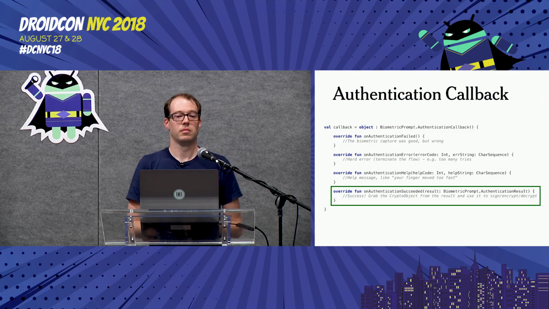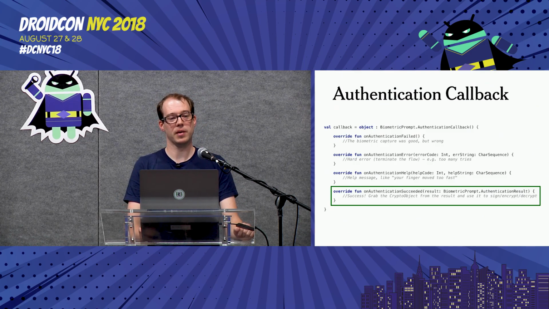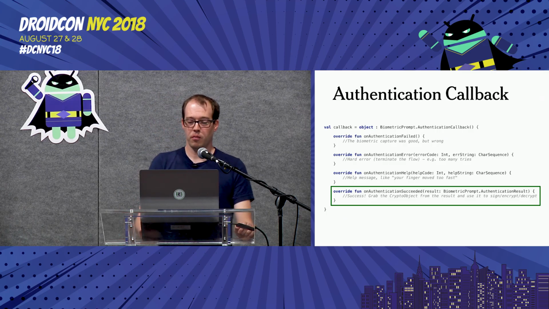So we succeeded at reading the fingerprint or whatever biometric. So we get passed a result that has a reference back to that crypto object that we had passed in in the first place. So we can grab that crypto object out and grab the encryption primitive that it wrapped, be it a signature or a cipher for encryption or decryption, and go ahead and use it. And at that point, the key that we had set as authentication required is available for use.